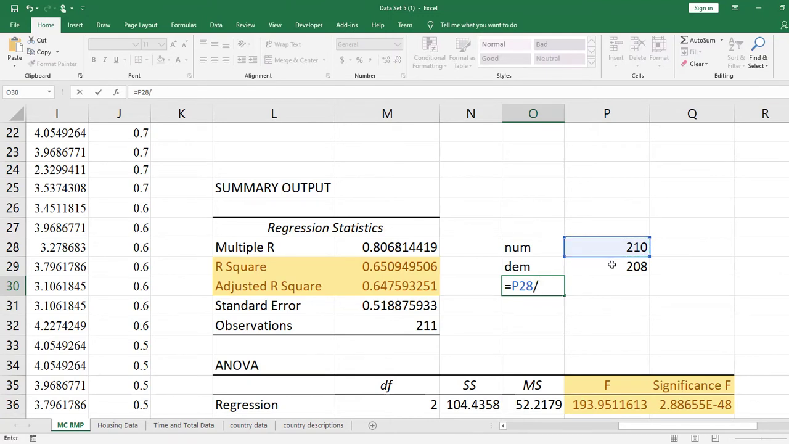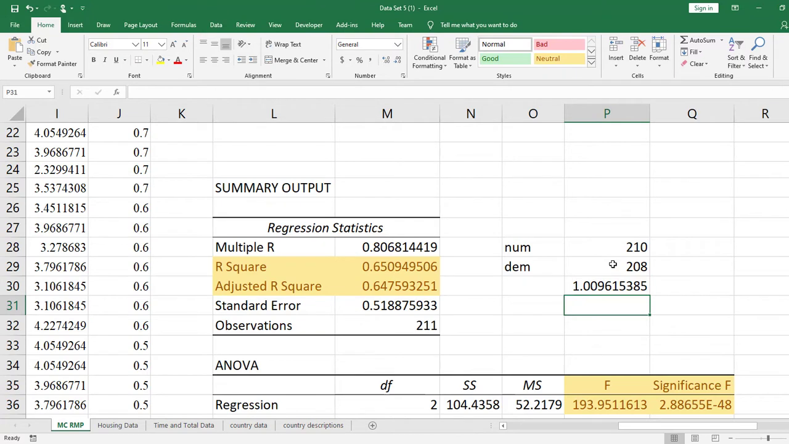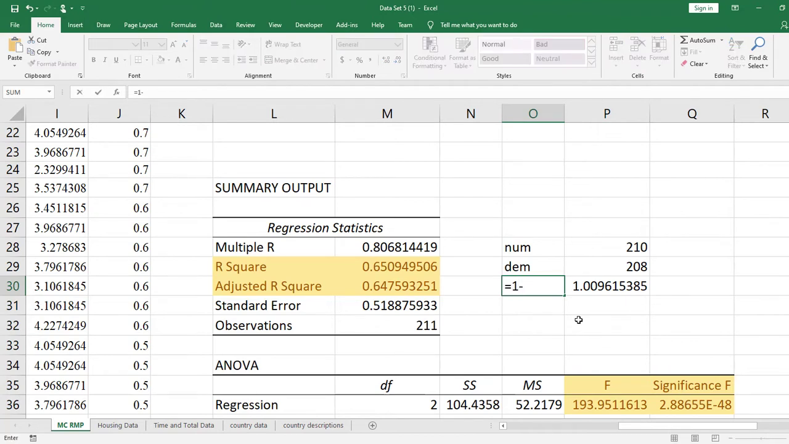So this divided by this, of course, will be greater than 1. And then if we take 1 minus the quantity of 1 minus r squared and multiply it by p30, we get the same thing.